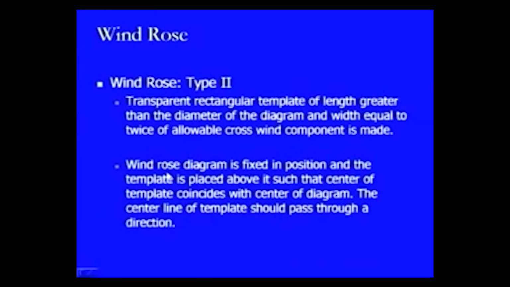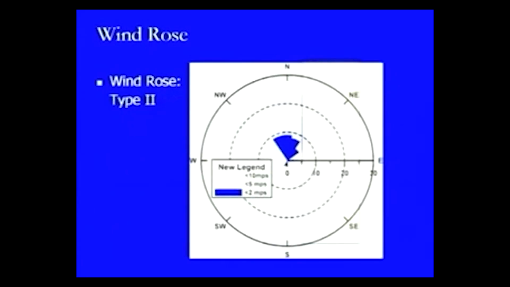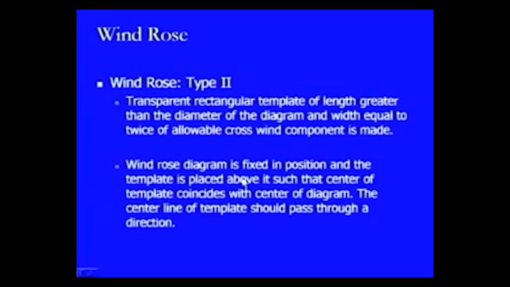The width is equal to twice the allowable crosswind component. Whatever the crosswind component is, say if it is 24 kilometers per hour, then twice that means 48 kilometers per hour. Whatever scale we have taken to find these speeds here as 10, 20 and 30, using the same scale we will decide this width as 48 kilometers per hour. That is how the size of the template is decided.